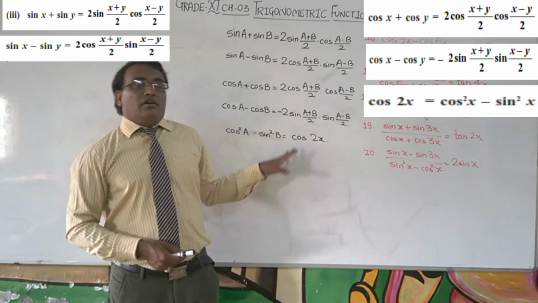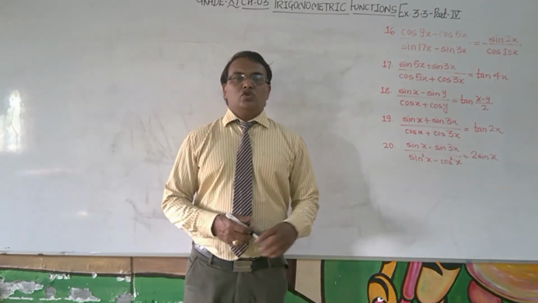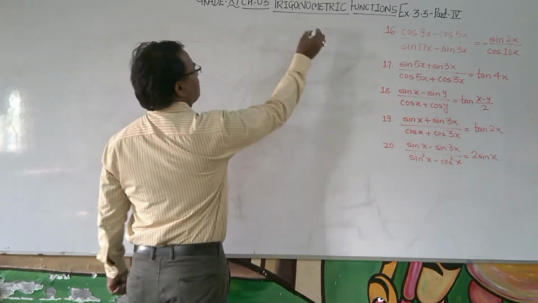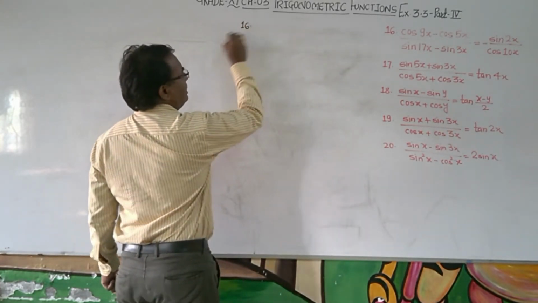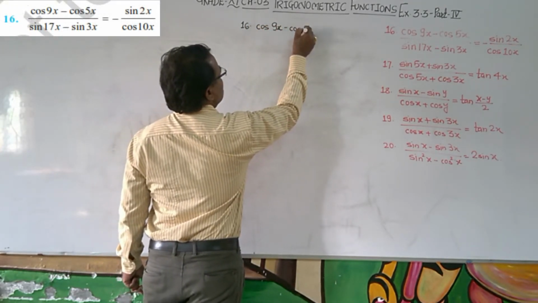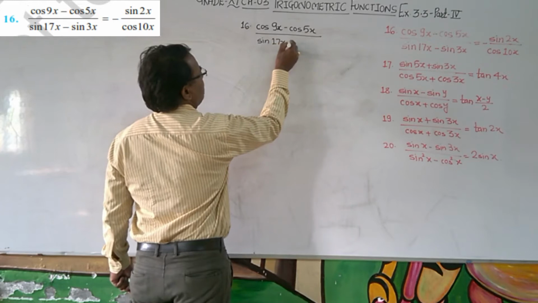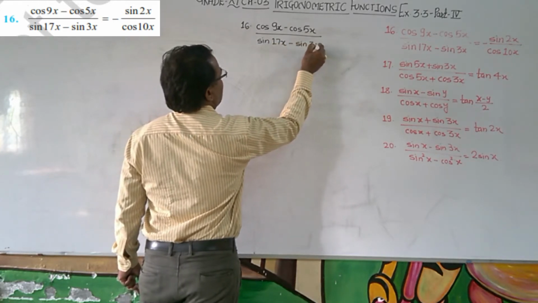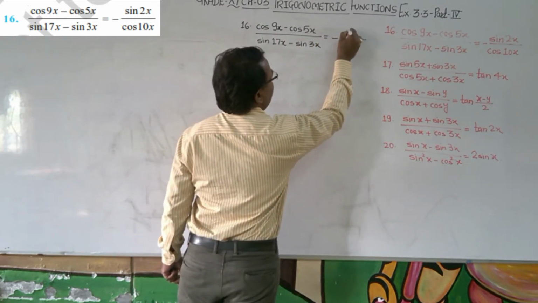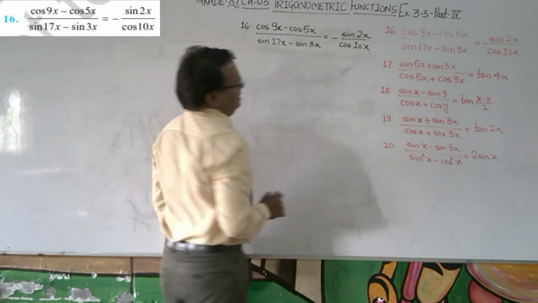Okay, so by using this formula we are going to solve this problem. So let's start. So here we go with the sum number 16. The sum number 16 is, let me write, it is cos 9x minus cos 5x upon sin 17x minus sin 3x, that we have to prove is equal to minus of sin 2x upon cos 10x.